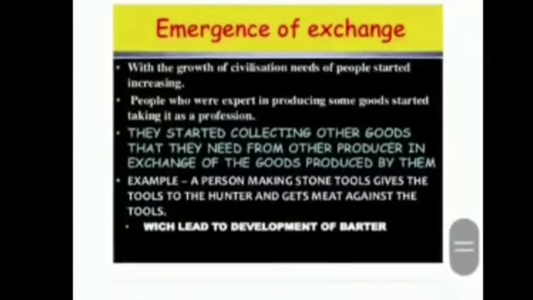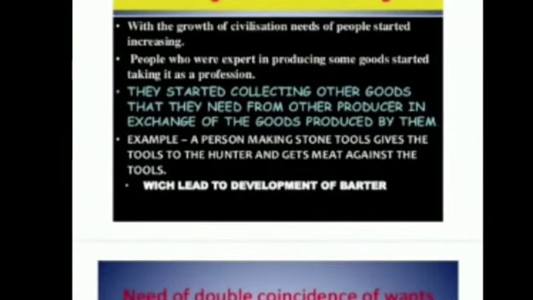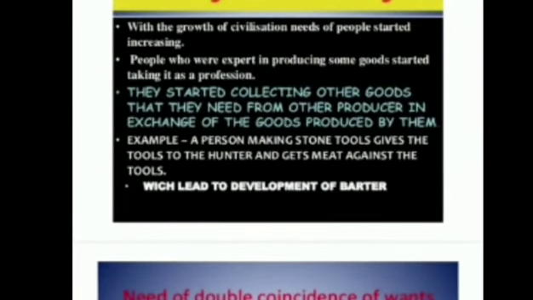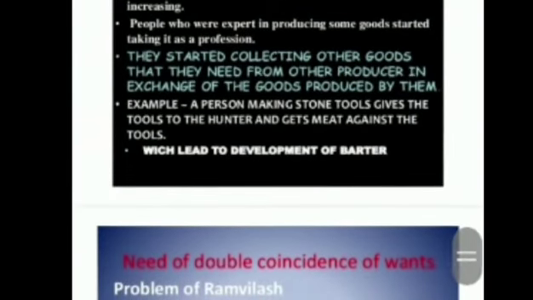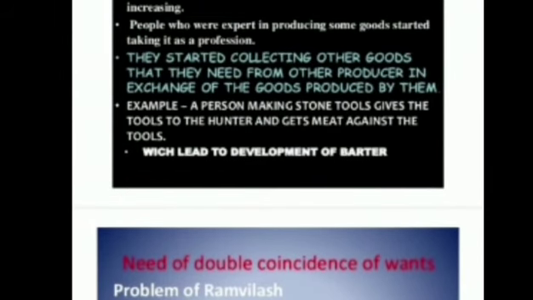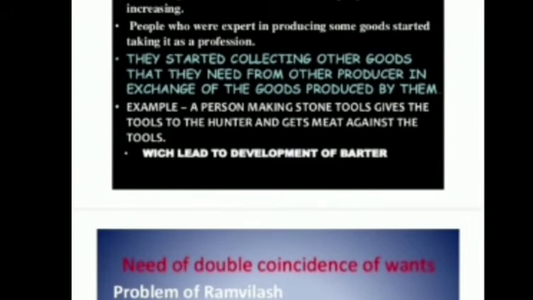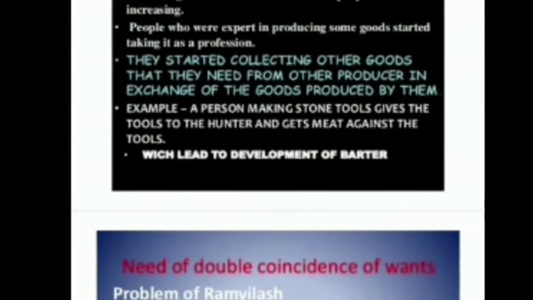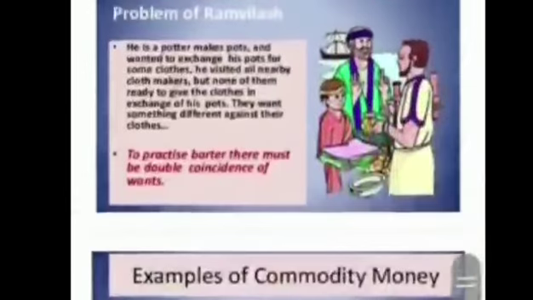Now we see the emergence of exchange. With the growth of civilization, the needs of people started increasing. People who were expert in producing some goods started taking it as a profession. They started collecting other goods that they needed from other producers in exchange for the goods produced by them. A person making stone tools gives the tools to the hunter and gets meat in return, which leads to the development of the barter system.